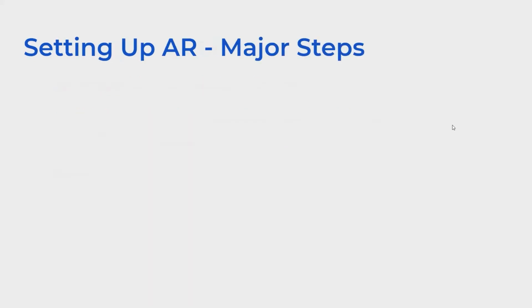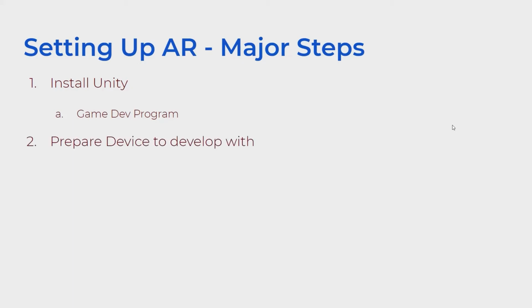So here are the major steps that I've broken this tutorial down into, and I'll go over them pretty quickly. It's not too hard. It's basically just setting up the environment before we get ready to develop and do our fun creative stuff. So we'll be installing Unity. As I said before, it's a game development program. And then we'll be preparing our device to develop with. There are some settings we need to change within our device itself. Then lastly, we'll be changing a few settings within Unity so that we can build to the phone and have our app work on the phone.